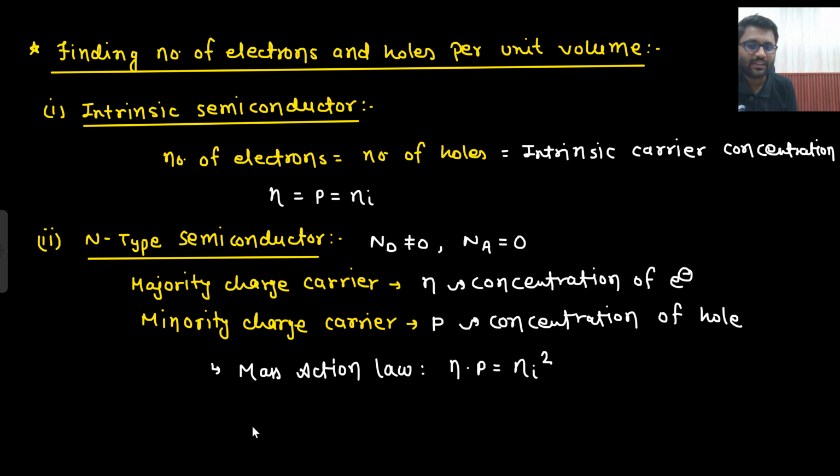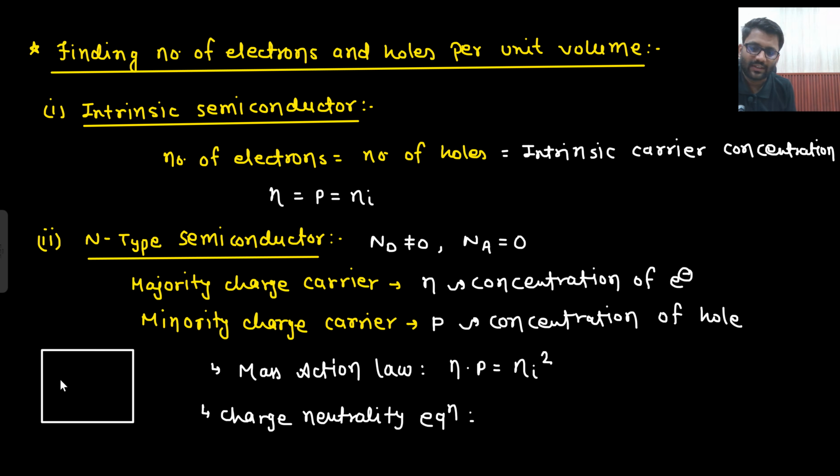Another thing we also know, what is that? The charge neutrality equation. What is the charge neutrality equation? Positive charge is equal to negative charge. Now in this N-type semiconductor, you know what the scenario is?